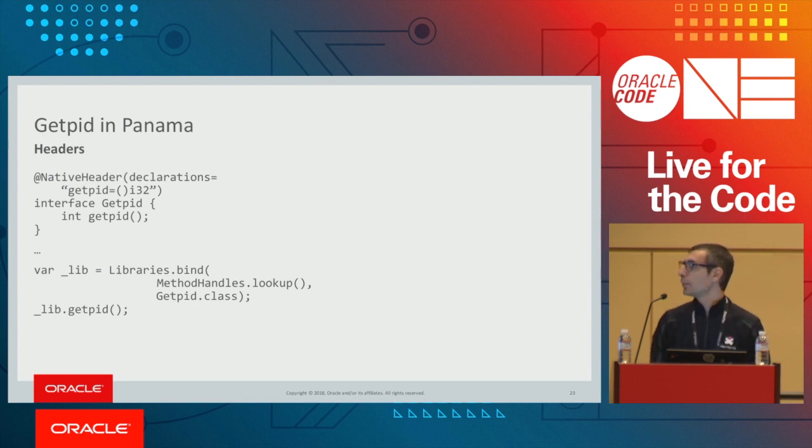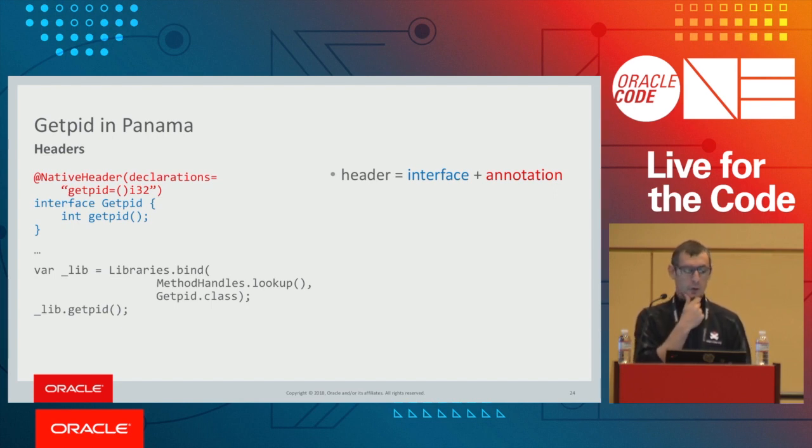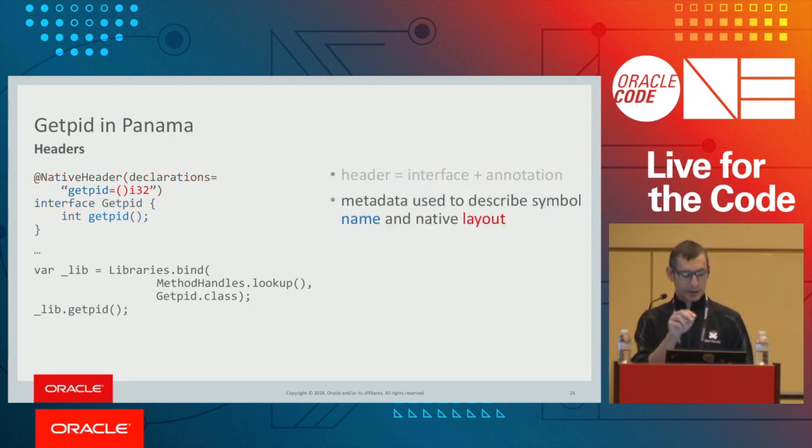So this is what calling getPid in Panama would look like. As you can see, there is an interface here. It's annotated with a special annotation called native header. This native header annotation has to list all the symbols that we want to get access to. And as you can see, for each symbol, we have to provide this little DSL that describes the native layout for this function. So in this case, it says it takes no argument, it returns a 32-bit int. And I don't want to dive too much into the details of this DSL. It's not really the goal of this talk, but just that there is a way to express most of the stuff that is available in native code with this DSL, as we shall see later.